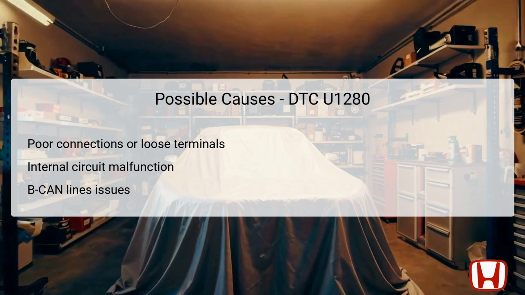Finally, issues with the BCAN lines may also lead to a communication bus line error. These lines are essential for the signals to be understood and communicated between the radar unit and other systems in the vehicle. Diagnosing these issues thoroughly can help ensure that the vehicle's electronic functions operate smoothly.